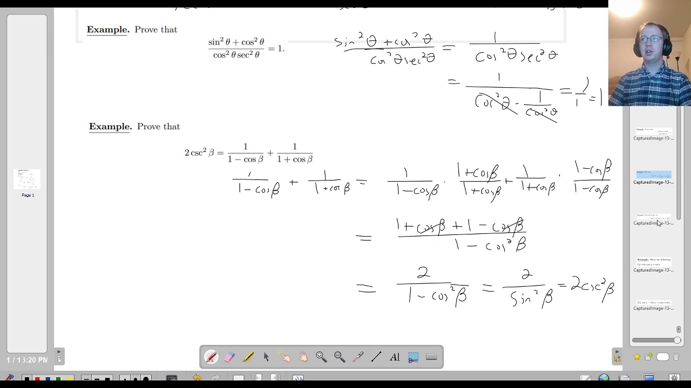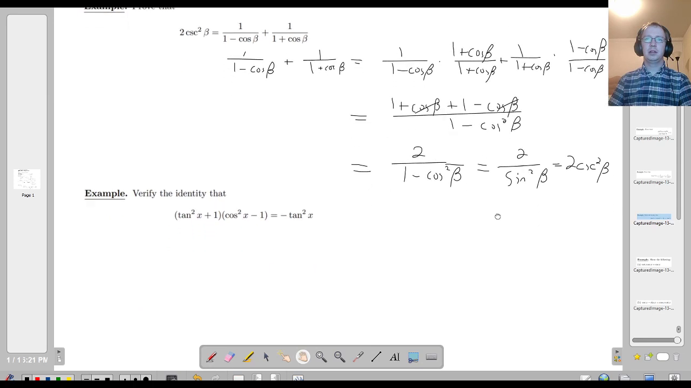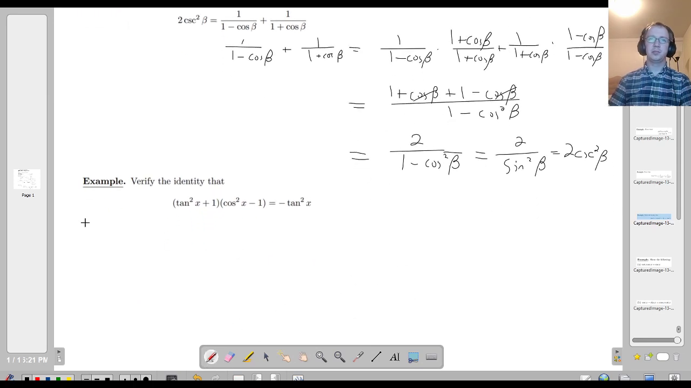Okay, one more example before we move on to a new video. See what you guys can do with this one. Okay, pause your video, see what you can do. I definitely think the left side looks more complicated here, so let's start with that. So I'm going to go ahead and just see what comes to mind.